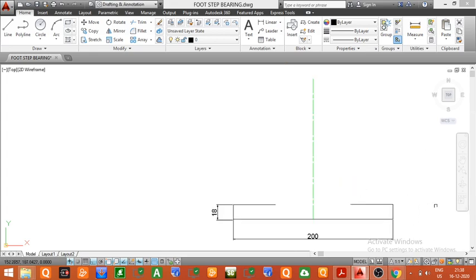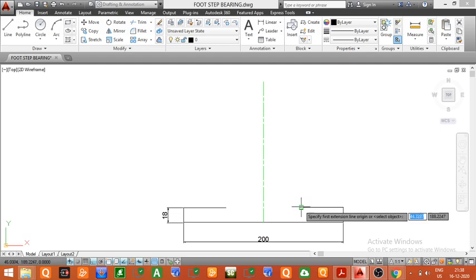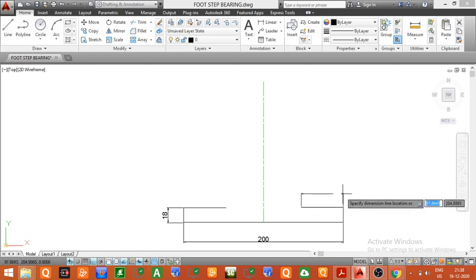So you can see now we have drawn lines of length 53 mm both on left hand side as well as right hand side. Now we will give the dimension. You can see, this dimension will be equal to 53. So this line from here to here will be of length 53, and this line from here to here will also be of length 53 mm.